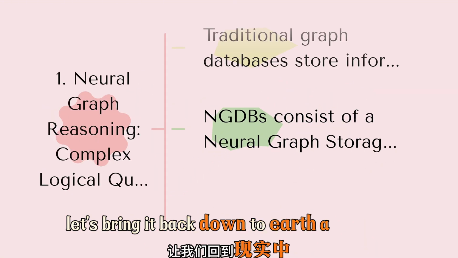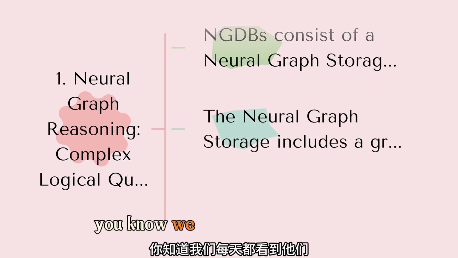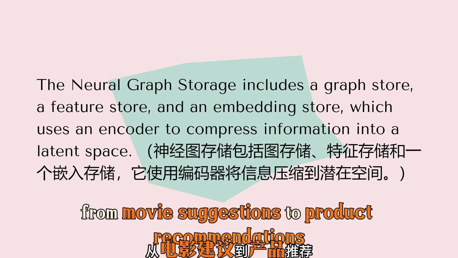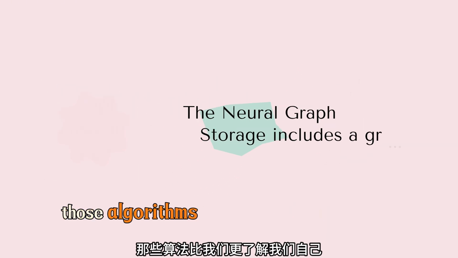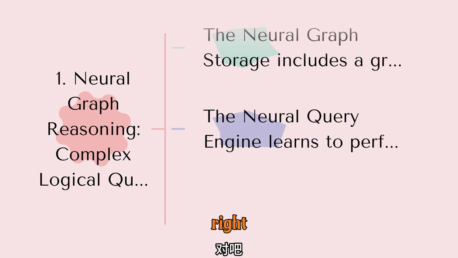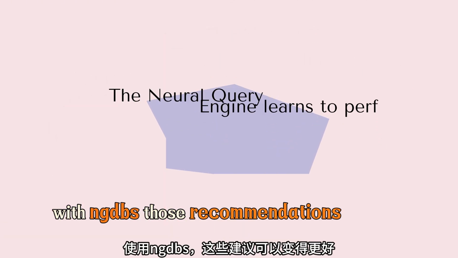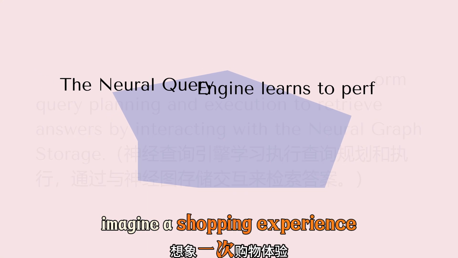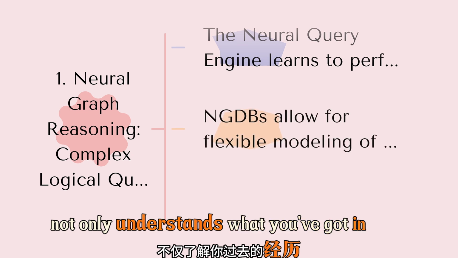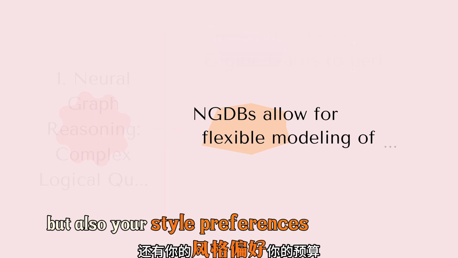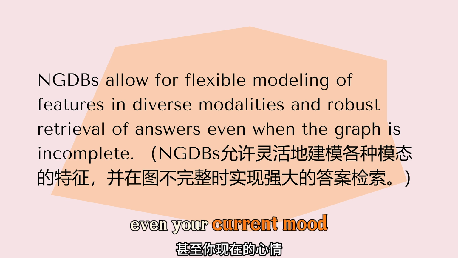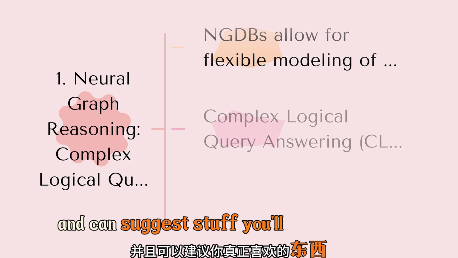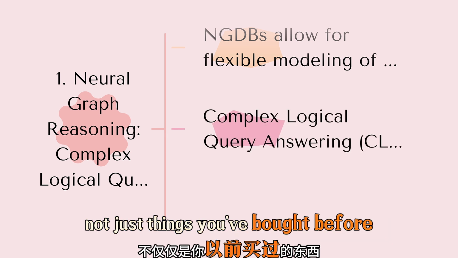Let's bring it back down to earth a little bit and talk about personalized recommendations. We see them every day. From movie suggestions to product recommendations. Tell me about it. Sometimes it feels like those algorithms know us better than we know ourselves. Right. Well, with NGDBs, those recommendations can get even better, more personalized and relevant. Imagine a shopping experience where the system not only understands what you've bought in the past, but also your style preferences, your budget, even your current mood. So it's like a personal shopper who knows everything about you and can suggest stuff you'll actually love, not just things you've bought before. Exactly.